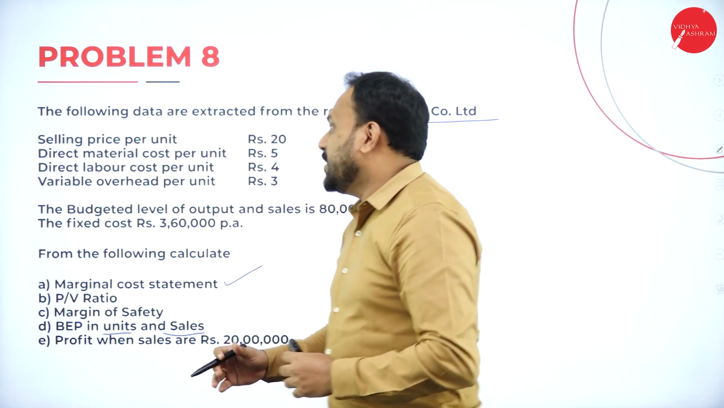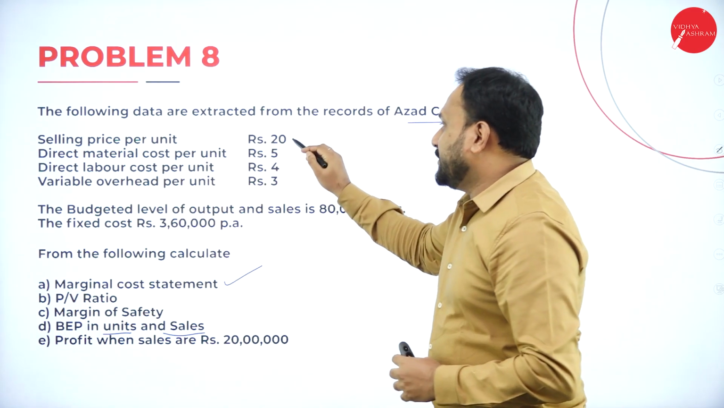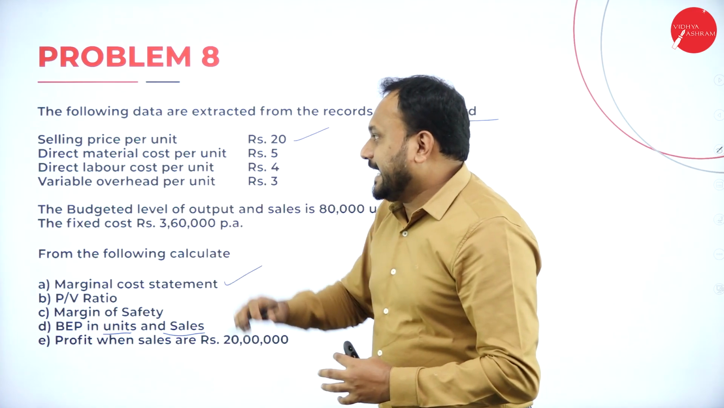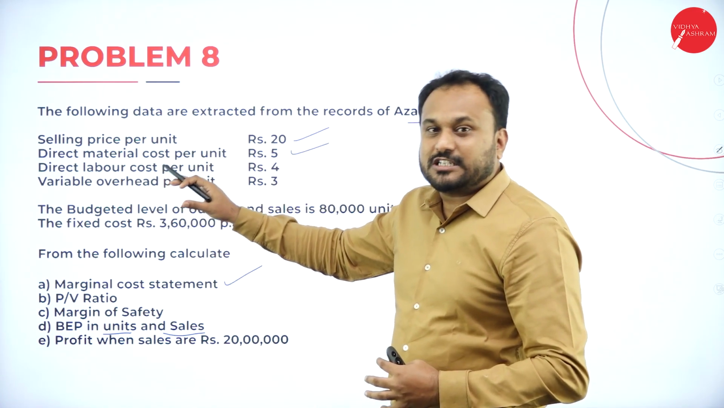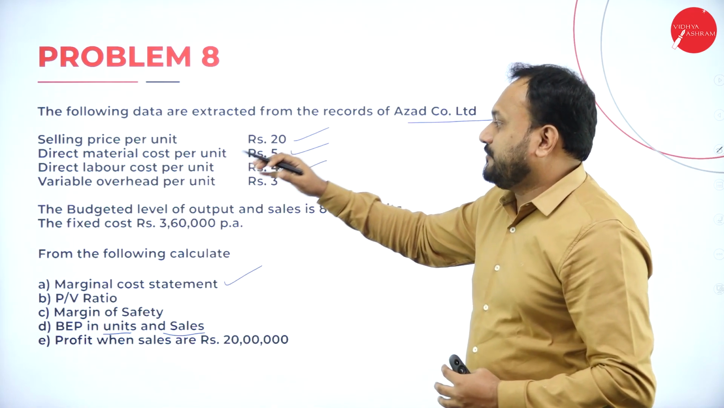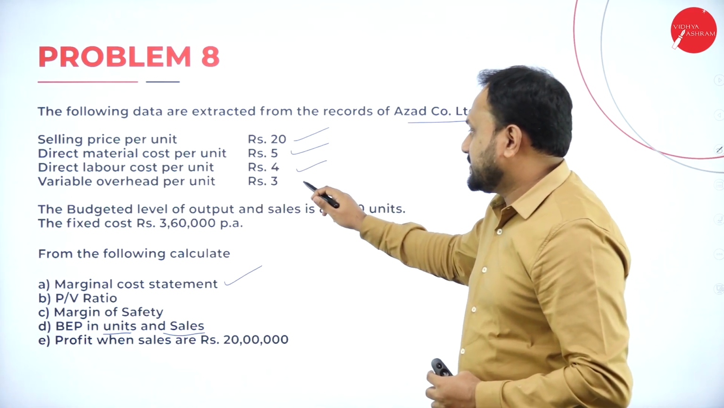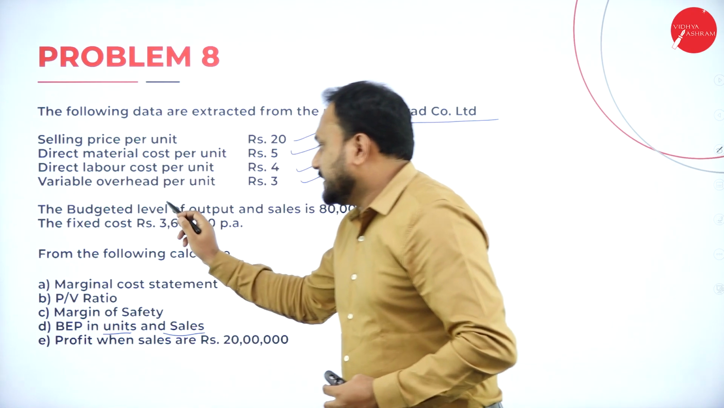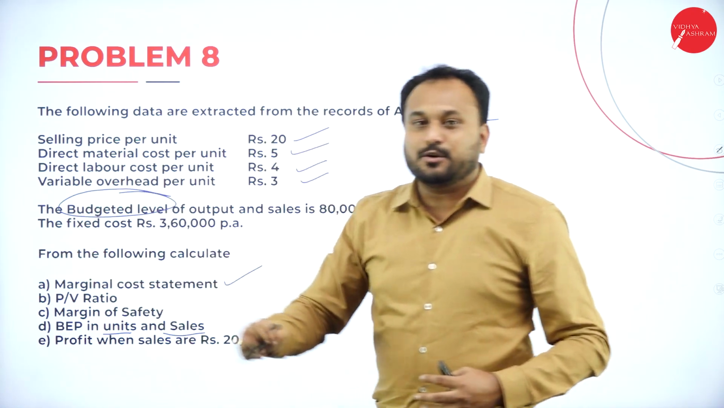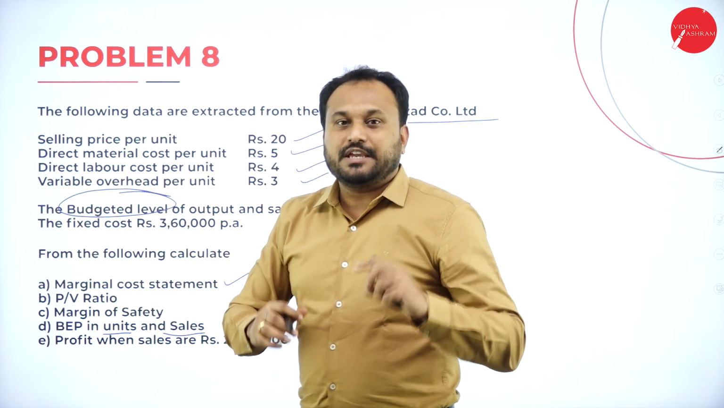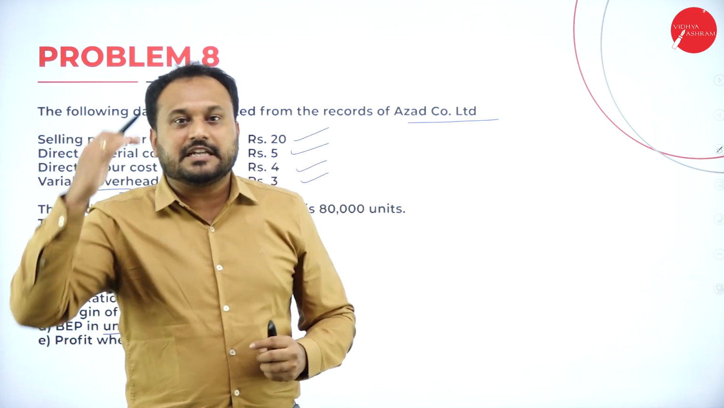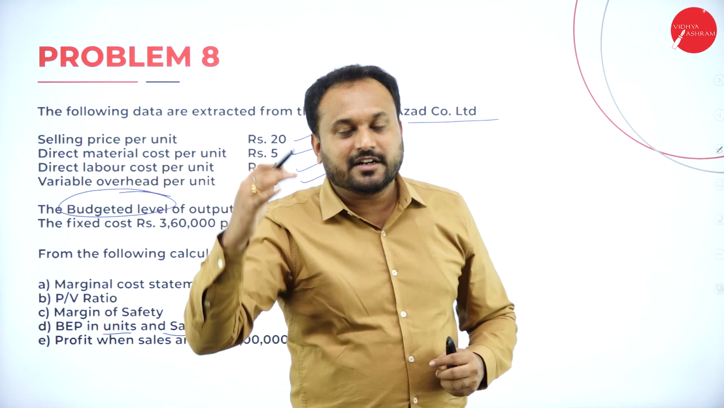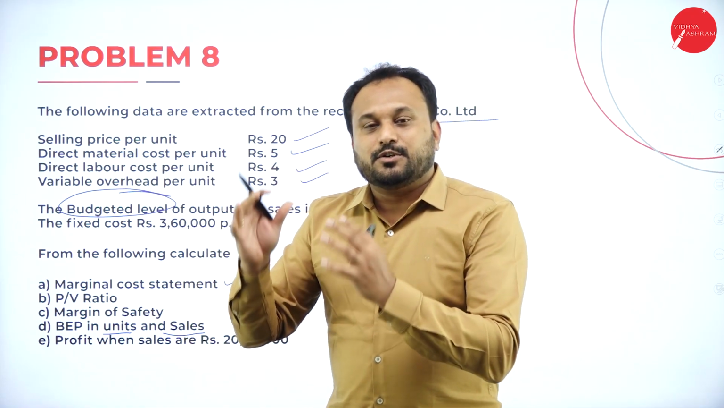What is given here? We have selling price per unit is 20. Direct material cost per unit is 5. Direct labor cost per unit is 4. And variable overheads per unit is 3. And what they have said is the budgeted level. Now I told you, budgeted level. Even in the flexible budget, whenever they say budgeted, that means the target. That is a standard which the company has given to the people.